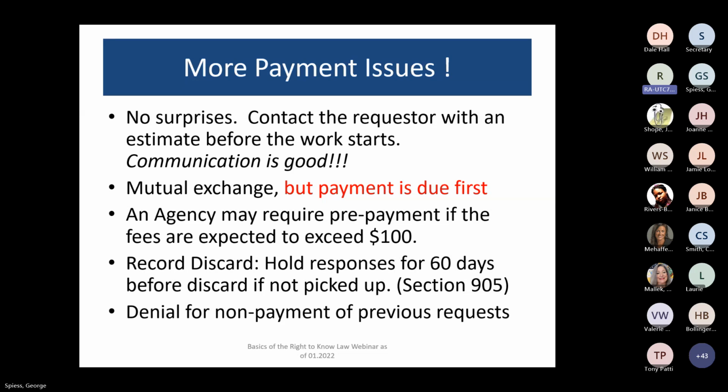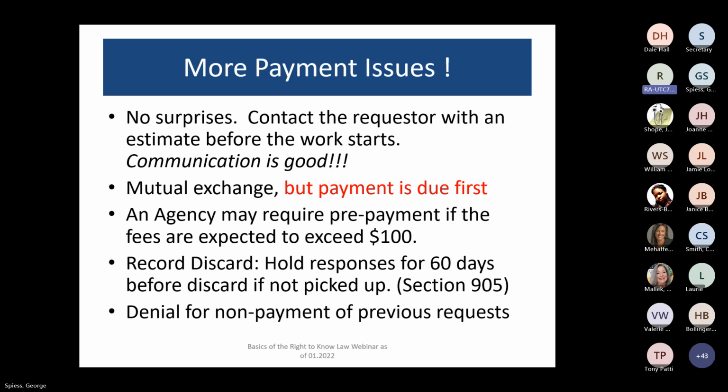Now, what if you get a really big request where the response is going to exceed $100? The Right to Know Law allows you to demand what I call a security deposit. Send us a check for the total cost of the records before we even begin processing your response. That way the agency doesn't get stiffed after making all these copies and doing all this work, and the person then balks at payment, because now you've got that security deposit. And then like I said earlier, you settle up on the exact amount when the records are actually provided.